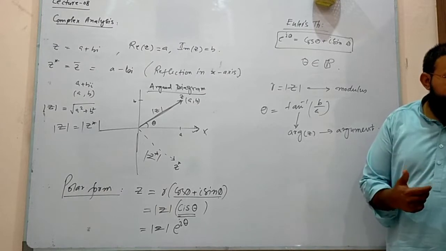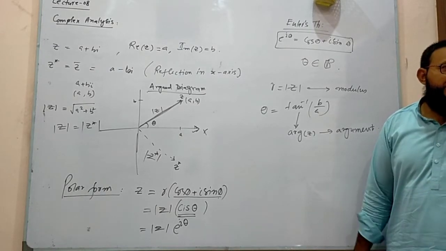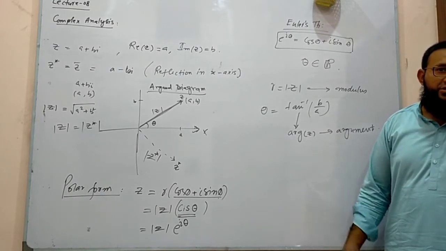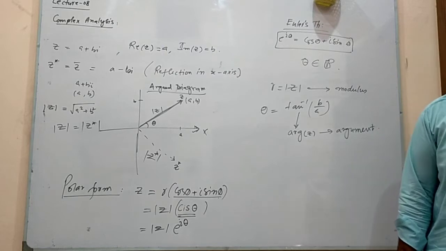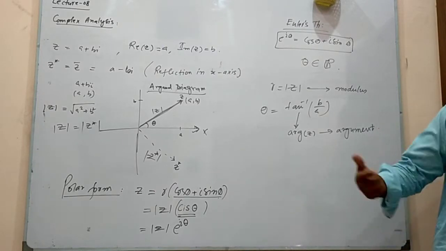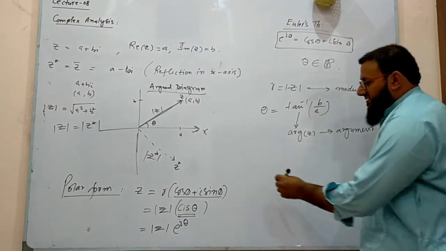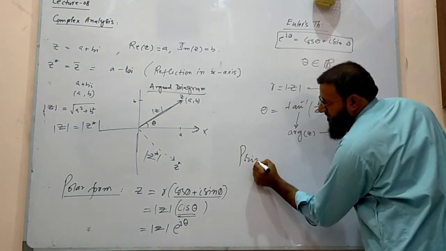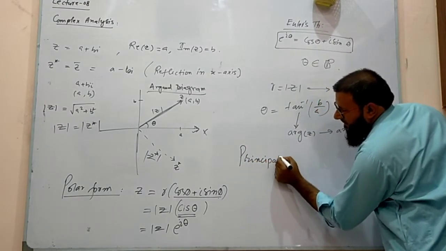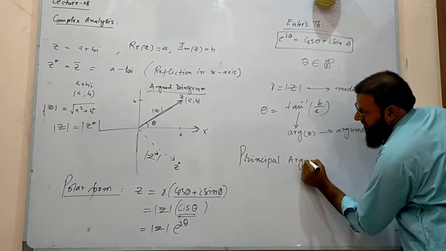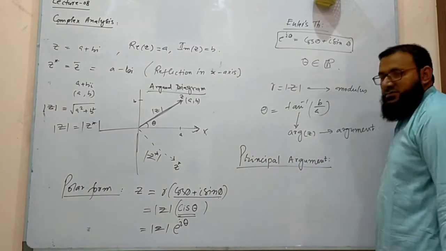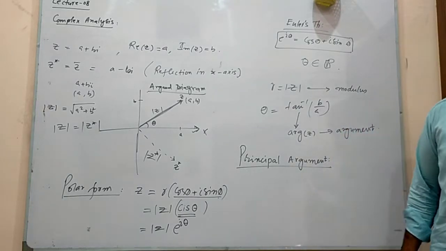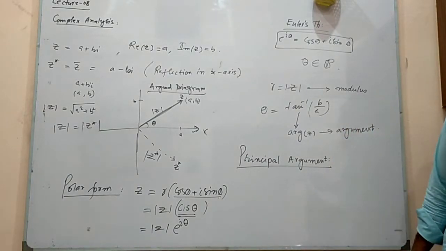And there are lots of things introduced to deal with this particular concept. We have some sort of branch cuts, and we have principal argument and principal value of logarithm to deal with this kind of idea, which we will be discussing in detail. So what is the principal argument? You can say that the argument of z is a multivalued function. Yes, that's the problem.